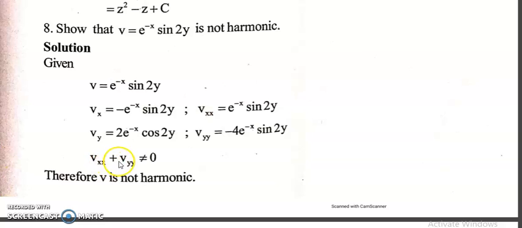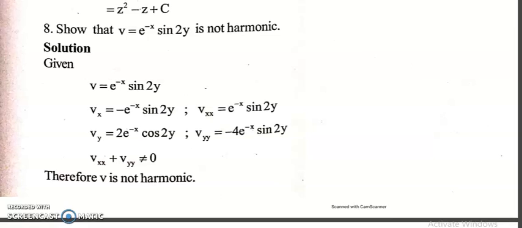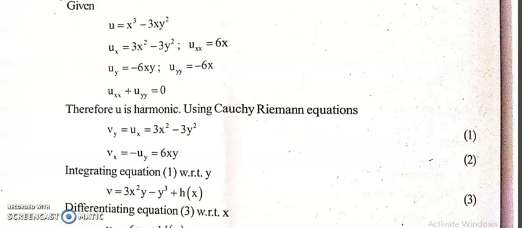Now vxx plus vyy. If you add these two, this is not equal to 0. We get minus 3 e power minus x sine 2y, that is not equal to 0. Therefore the function is not harmonic. Harmonic means you should get this value 0, right? vxx plus vyy should be equal to 0. They are not equal to 0, therefore not harmonic. So we will continue with the next problem.